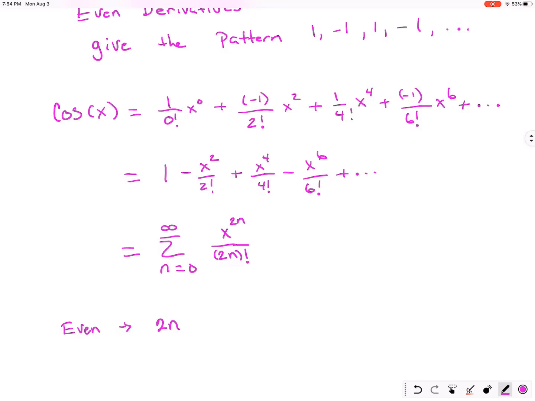And then now I just need the series to alternate from positive to negative to positive to negative. So I write out front minus 1 raised to the n. And that gives me the positive, negative, positive, negative. So my cosine of x is equal to the summation from n equals 0 to infinity of minus 1 raised to the n multiplied by x raised to the 2n divided by 2n factorial.